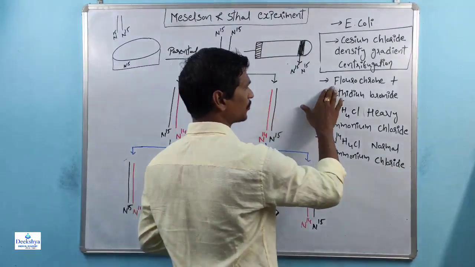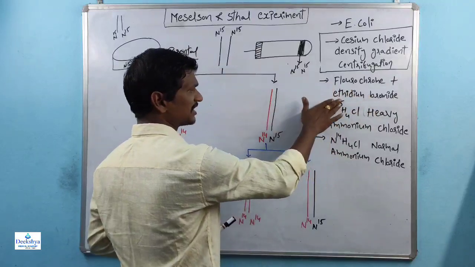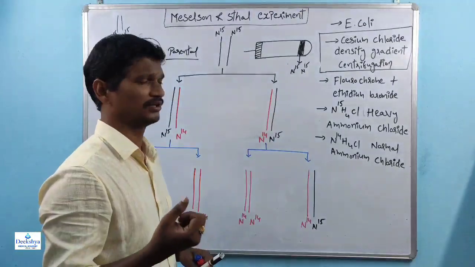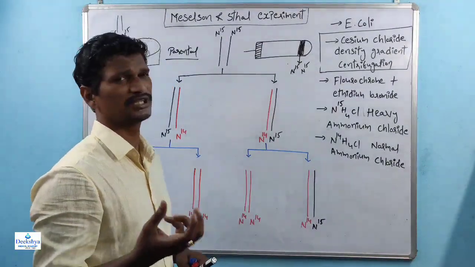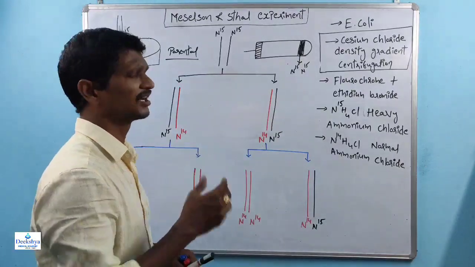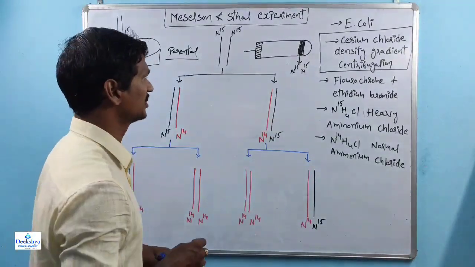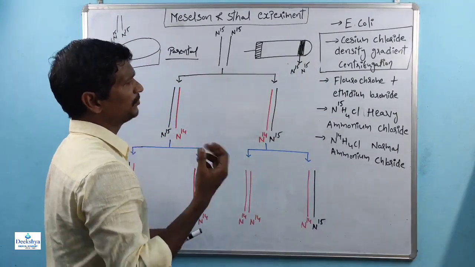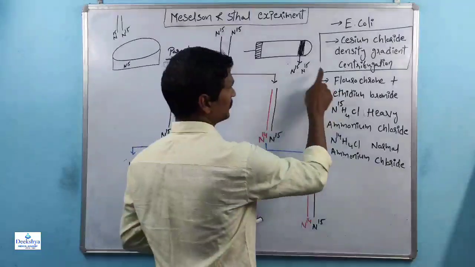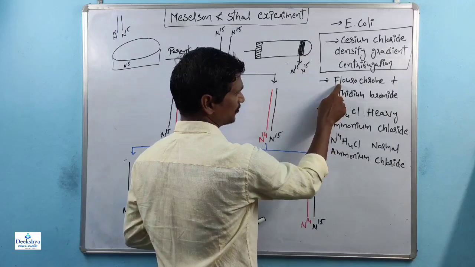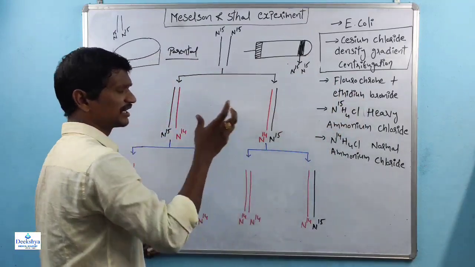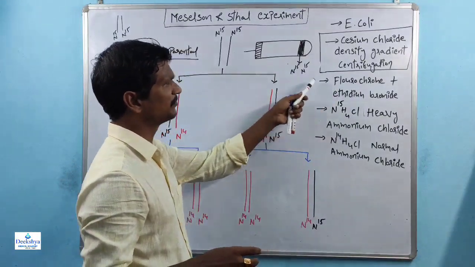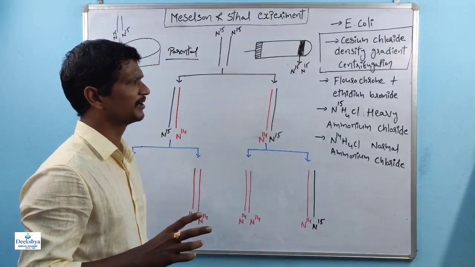If we add fluorochrome and ethidium bromide to the test tube, then the bands emit light. Here the bands produce a color, generally the orange color. So this is the band, and the band produces color in the presence of the dyes, fluorochrome and ethidium bromide. Once the color appears, we can confirm the band is the DNA band, because these molecules specifically bind to the DNA.